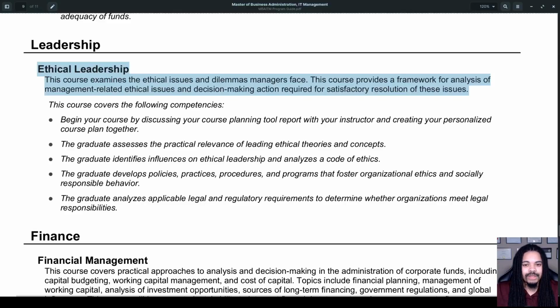Yeah, so everything here seems pretty common sense to me. I will say that one little part, it says that it provides a framework for analysis of management-related ethical issues and decision-making actions required for satisfactory resolution of these issues. Specifically the part where it says it provides a framework, I am curious what type of framework they're talking about, if it is some type of industry framework that people use or if it's just WGU's way of doing it. But regardless, again, this shouldn't be a hard class.